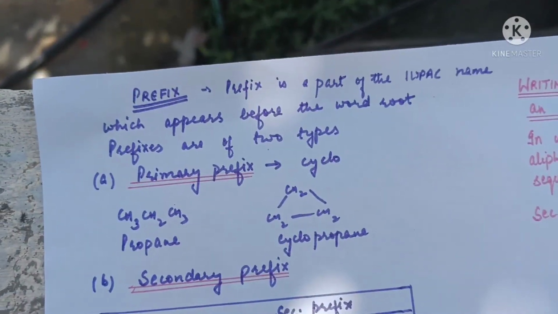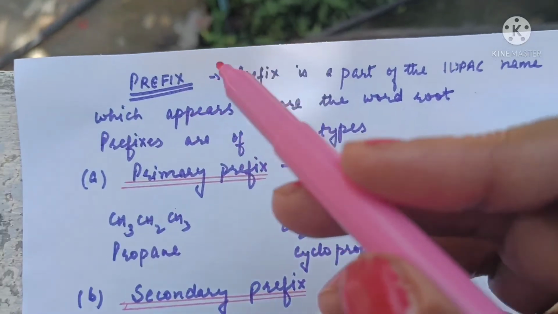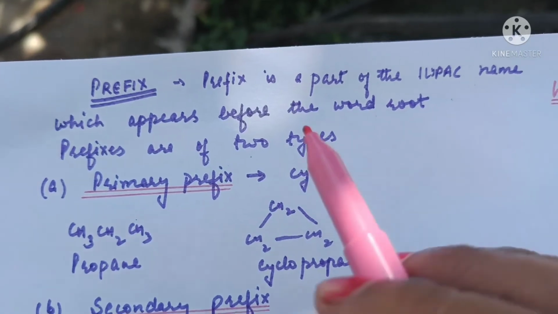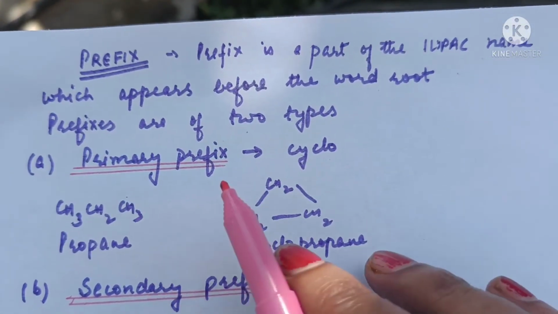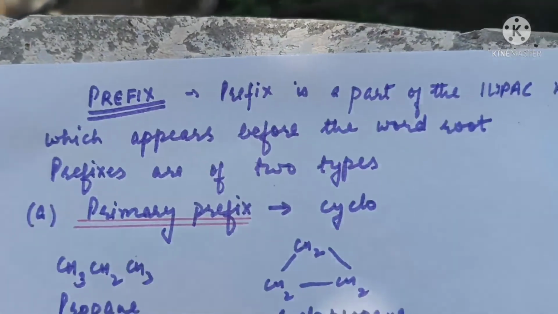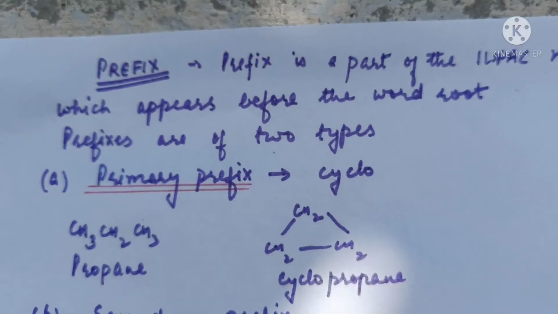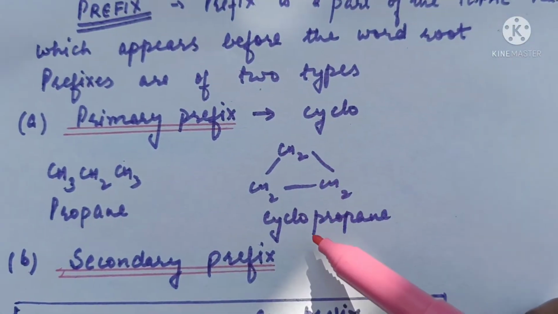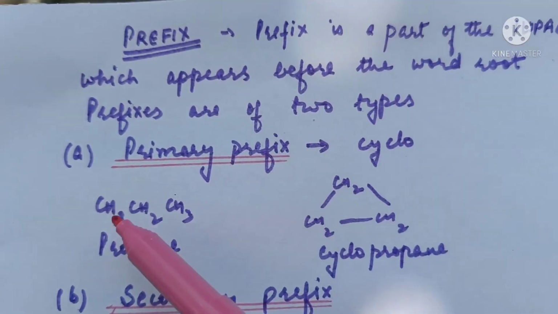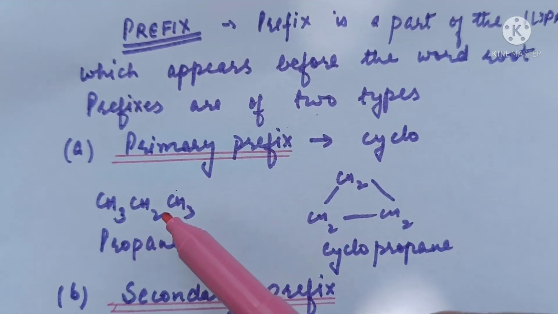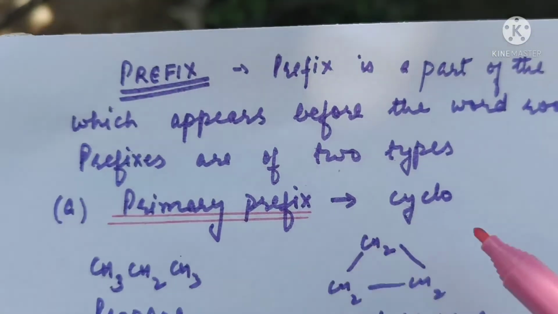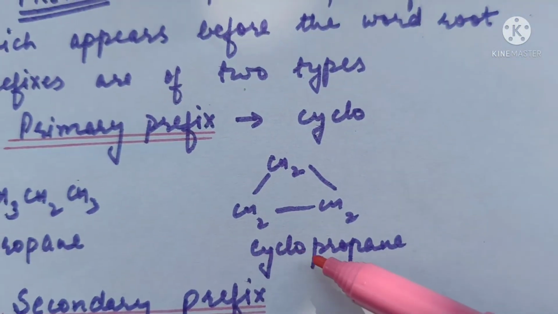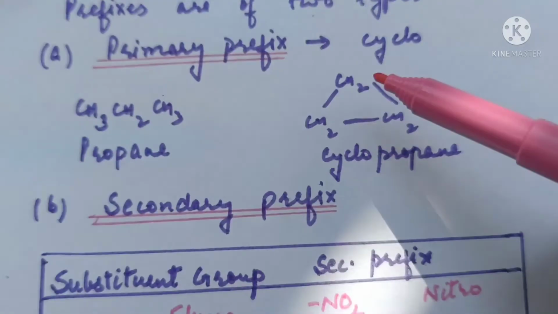The third part of the IUPAC name is the prefix. A prefix is that part of the IUPAC name which appears before the word root. Prefixes are of 2 types. The primary prefix is used for differentiating cyclic compounds from acyclic compounds. So a cyclic compound will have the primary prefix cyclo attached to it. For example, this is an acyclic compound. It has 3 carbon atoms, so its name is propane. But when it is cyclic, that is, a closed chain compound, then the prefix cyclo is added to it and the name becomes cyclopropane.